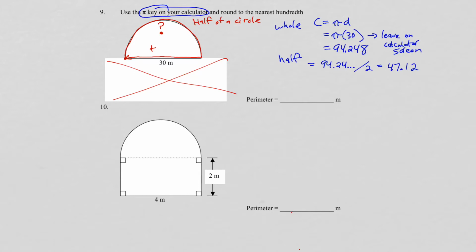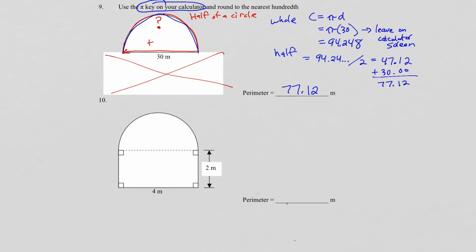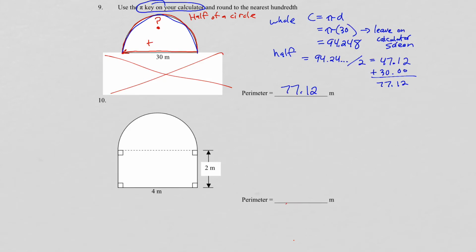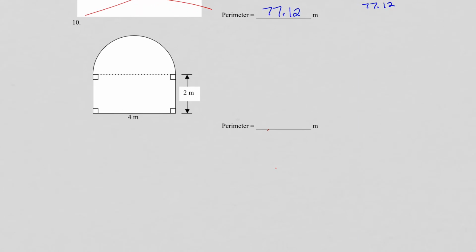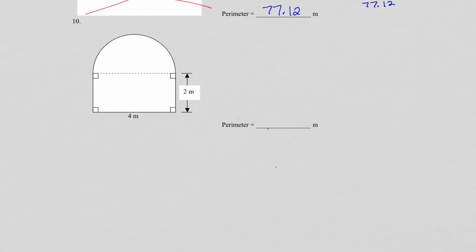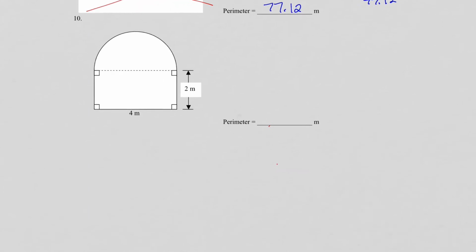We have the distance right here, but we need to add the 30 to this. So we're going to add the 30, and that's 77.12. And in number 10, you're going to do the same thing, but you have a couple extra sides to add to the perimeter.